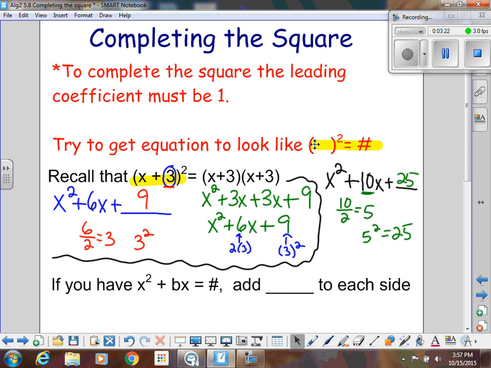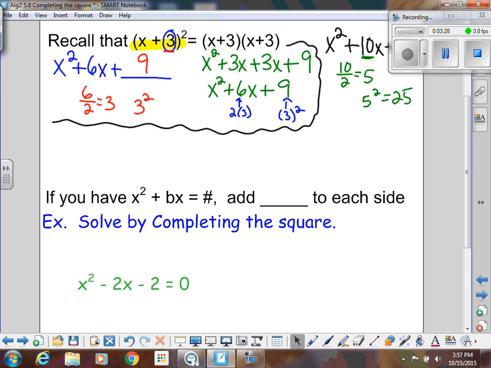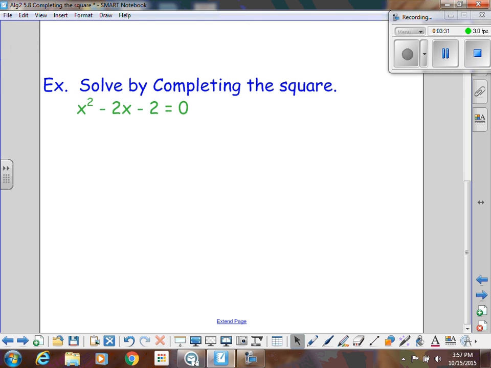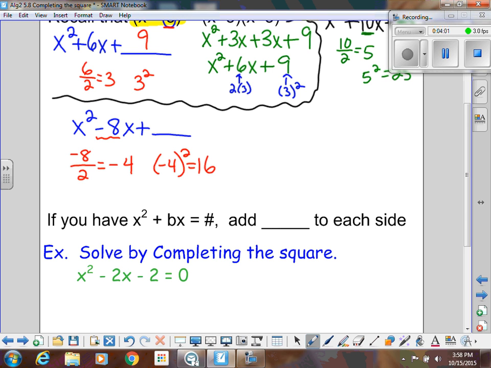Let's do a few more like that, just so we get the idea of what a perfect square is. All right, so let's do another practice. If I had, let's say, x squared minus 8x, and I want to fill in the blank there, I would take my negative 8 and say negative 8 divided by 2, that gives me negative 4. And now I'm going to take that negative 4 and square it. That would give me positive 16. So I know positive 16 goes in that blank.